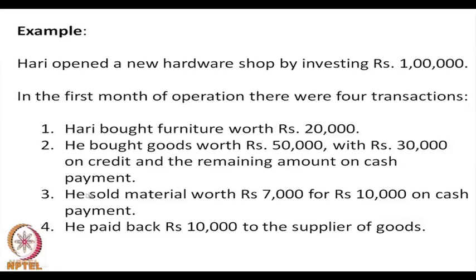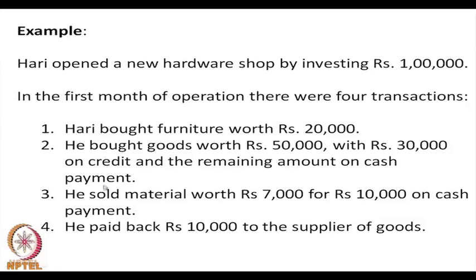Out of this 50,000, he sold material worth rupees 7,000 for 10,000. It means that out of this 50,000, he bought some material which he bought for 7,000 rupees, but he could sell for 10,000 rupees on cash payment. So, making here a profit of 3,000 on the items worth 7,000 that he had bought. Now, you recall that he had not paid 30,000 rupees to the supplier of the goods. Now, he pays back 10,000 rupees to the supplier.